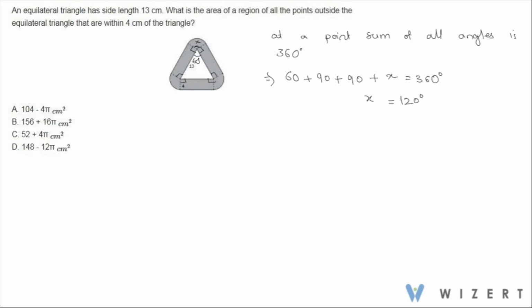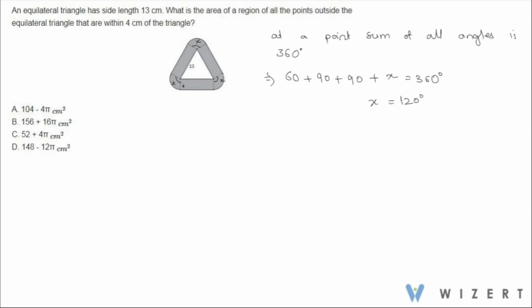So we get all of these angles as, sorry, not 180, 120 degrees. So x degrees is 120 degrees. Now, since we have the angles, we can easily calculate all those areas.